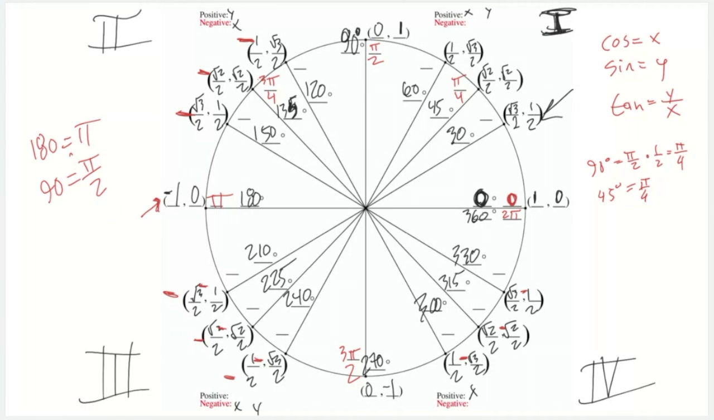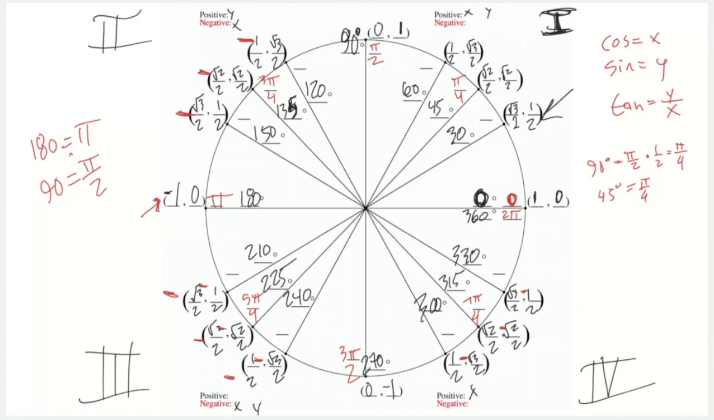If I go another 45 degrees, I'll have 5 pi's over 4. Another 45 degrees, I'll have 6 pi's over 4. And if you reduce that, you get 3 pi over 2. Now it's starting to all make sense. Another 45 degrees will be 7 pi over 4. And another 45 degrees will be 8 pi over 4, which just equals 2 pi.